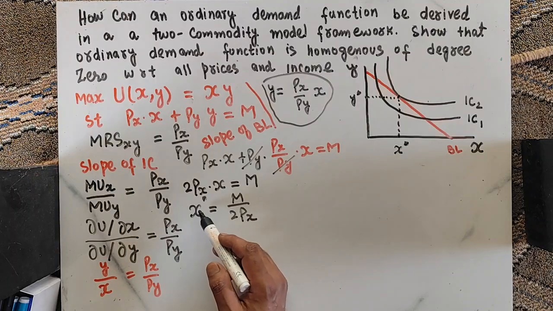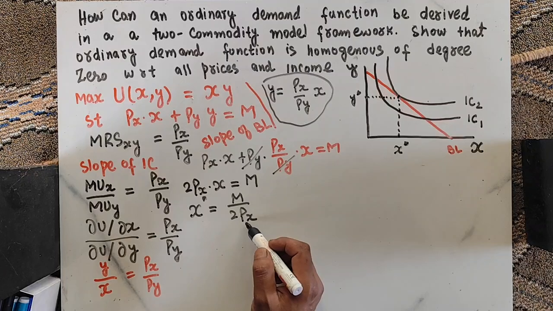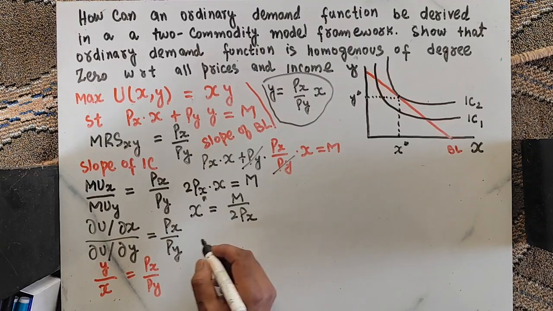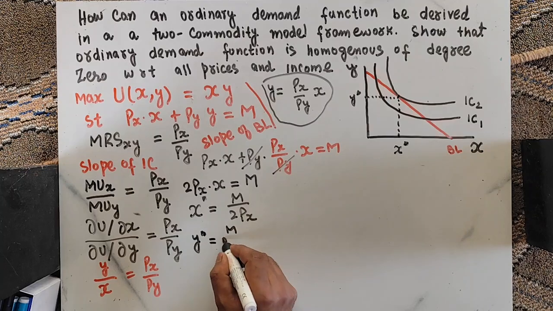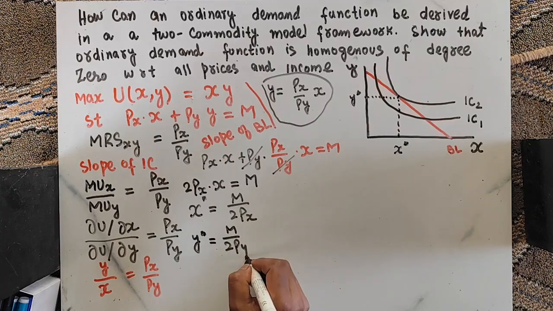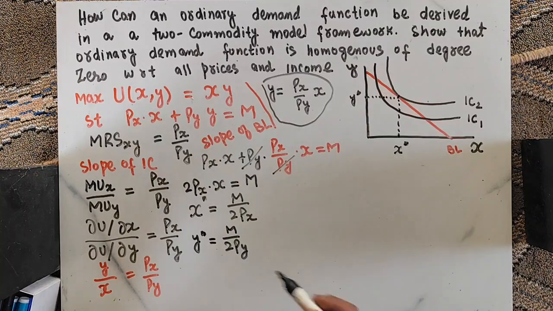By ordinary demand function, what we mean is that the demand for a good is a function of income and prices. Okay, here we can see. Likewise, the demand function for good y will be equal to m upon 2py. How do I get this? Plug this value into this equation, you will get this value.